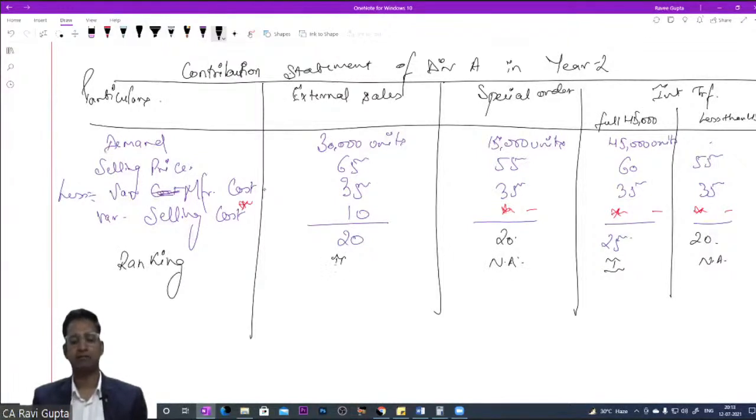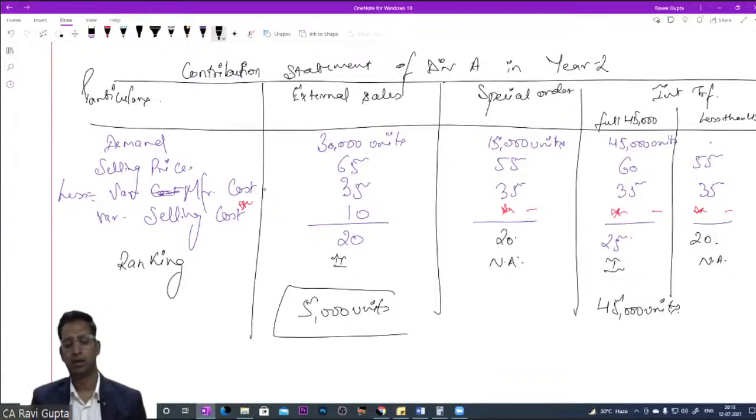The second ranking will be done to the external sales. Going through this, we came to know that 45,000 units will be produced and done as internal transfer. We will be doing internal transfer of 45,000 units, and 5,000 units will be done as external sales.